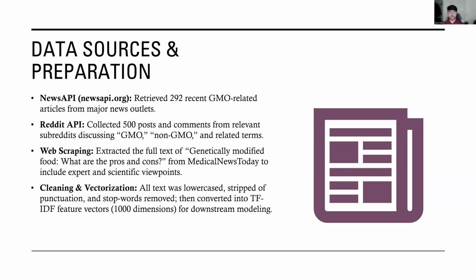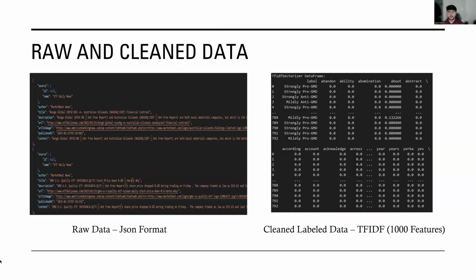And finally, after collecting data, it was cleaned and later converted to a 1,000 dimension feature matrix of TF-IDF vectorized format. We can see over here from two different images, that is raw and clean data. The raw data, which I collected from three different sources, was overall in JSON format. And after converting the data frame to a feature matrix, it is converted to this format, as you can see on the left over here. It is labeled and it is in a TF-IDF vectorized data frame format. And it has 1,000 features.